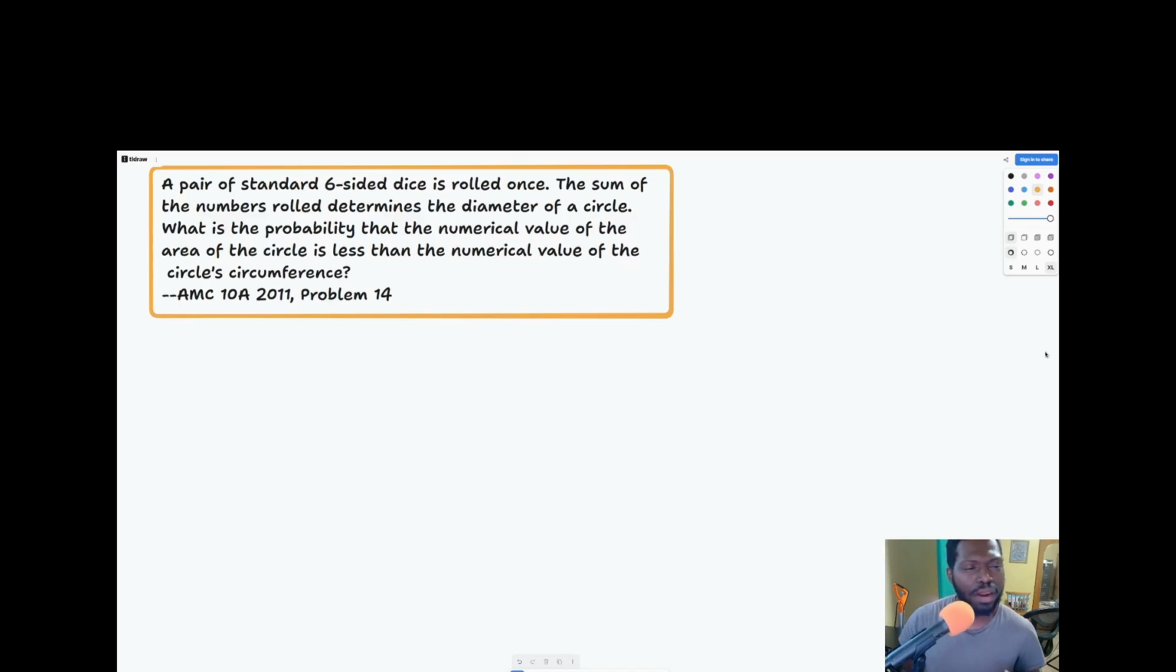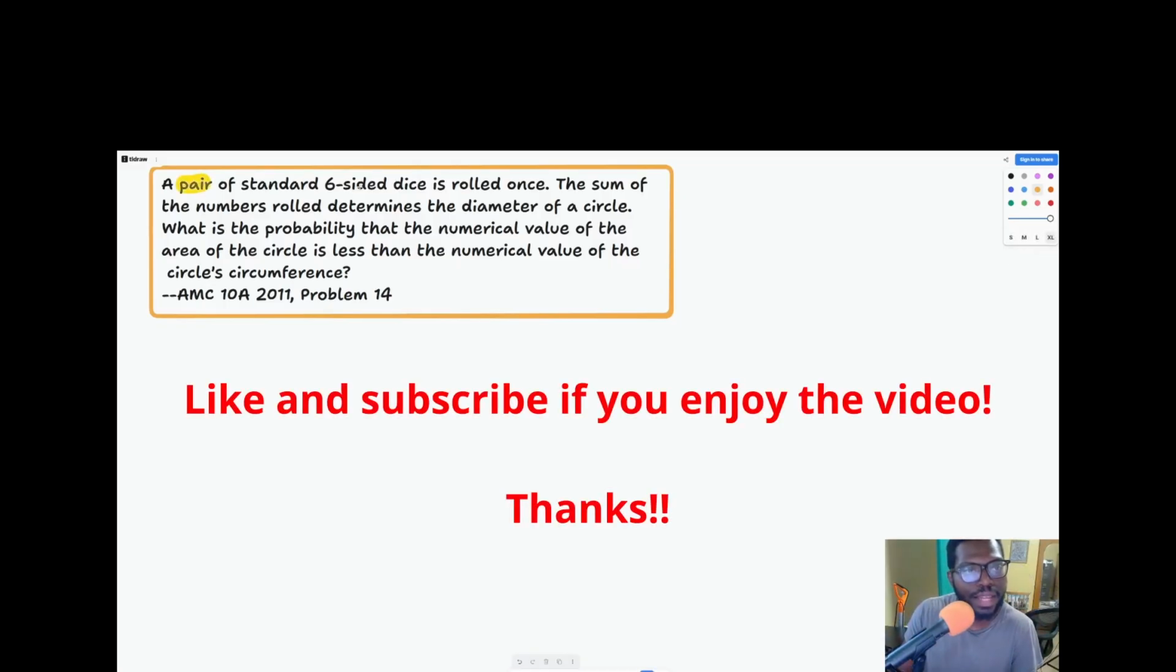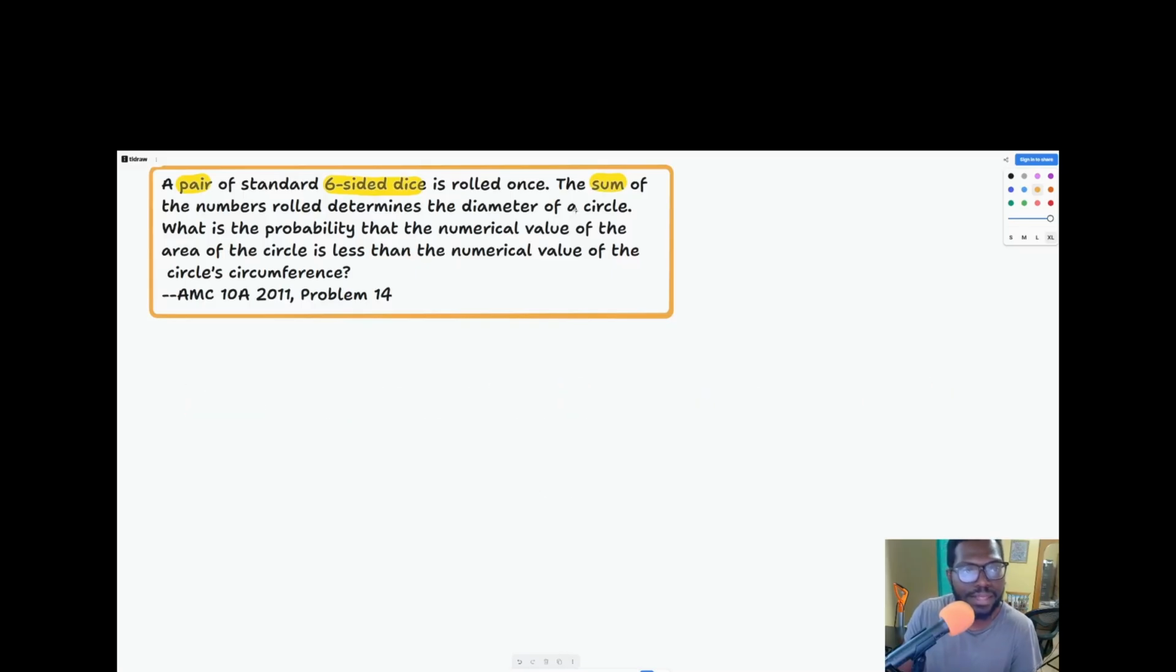Today, we're looking at a problem that combines geometry and probability. It says the following. A pair of standard six-sided dice is rolled once. The sum of the numbers rolled determines the diameter of a circle. What is the probability that the numerical value of the area of the circle is less than the numerical value of the circle's circumference? We should start by identifying formulas for the area of a circle and for the circumference.